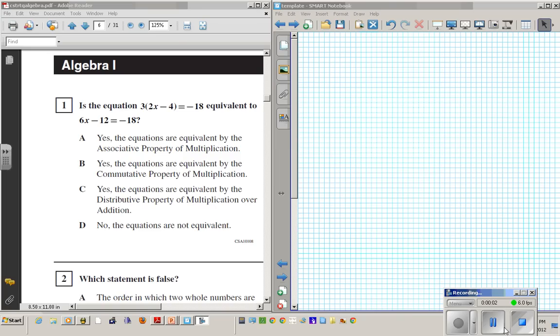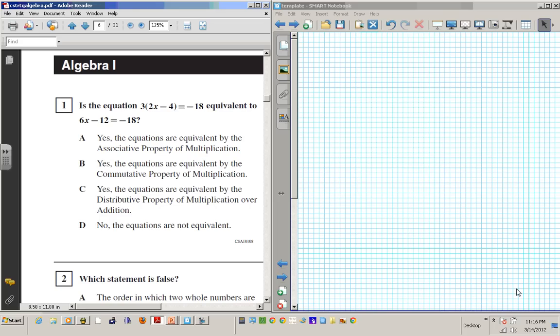Hey there, students. This is part one of the CST review questions. I'm going to be going over some questions in the released CST questions.